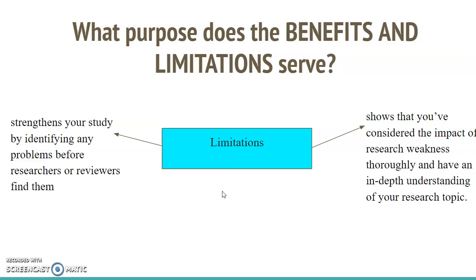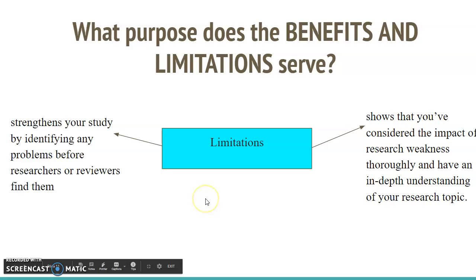The benefits and limitations section, though not included in the paper for Letitia Faure, generally within a research paper strengthens the study by identifying a problem before other researchers or reviewers find them, and also shows that the researcher has considered the impact of the research weakness.